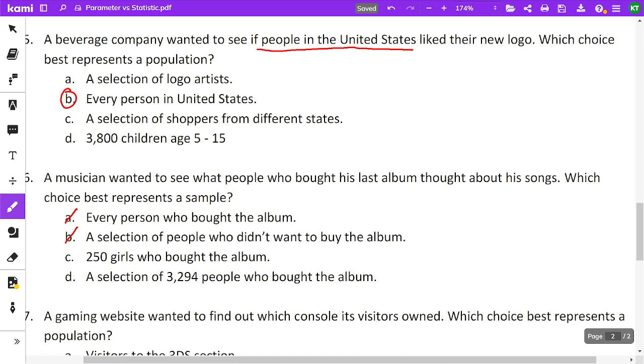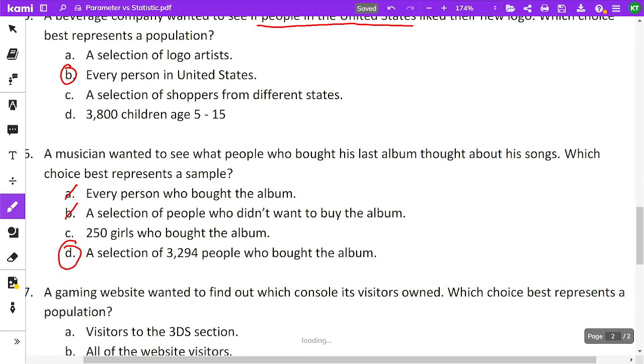And then we're down to now 250 girls who bought the album and a selection of 3,294 people who bought the album. Between the two, it'd be best to not just restrict ourselves just to girls in this case. We want to get a more broad sample here. So that means we're going to be looking at answer choice D, the 3,294 people who bought the album. Again, picking D would take away the potential biases that can exist in letter C.